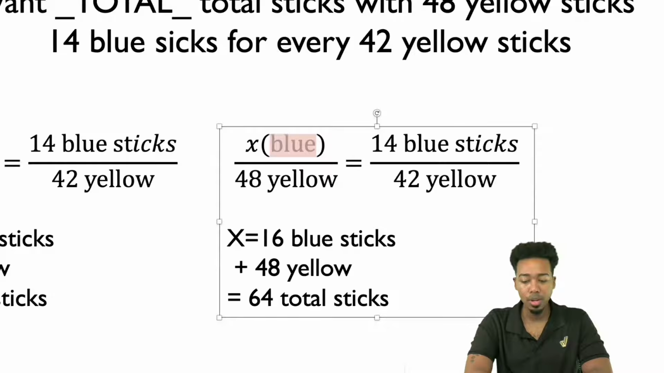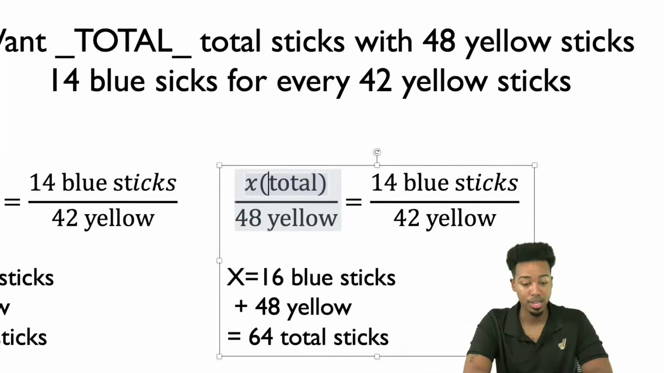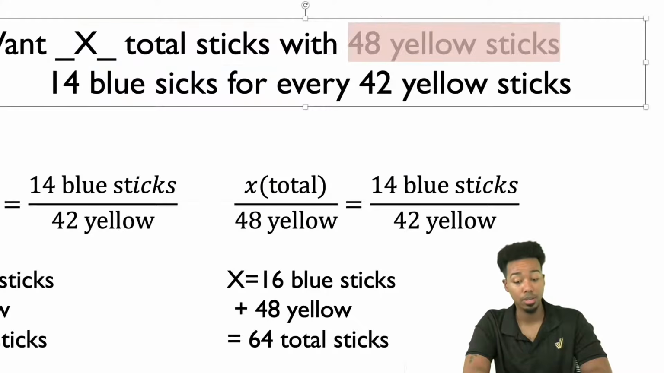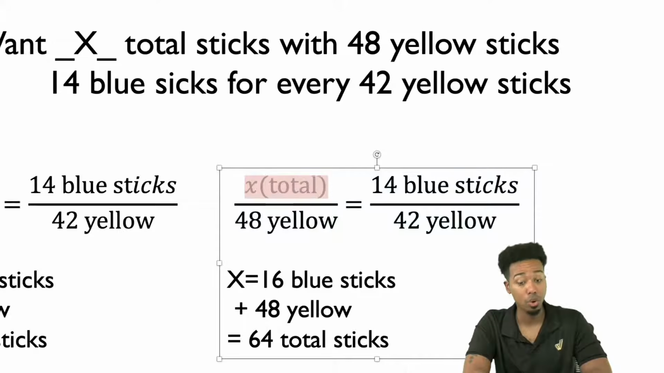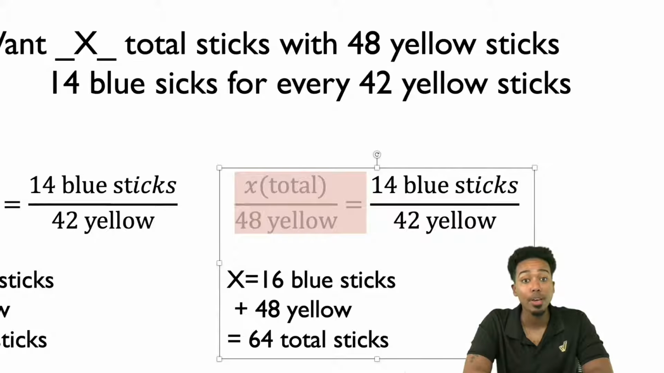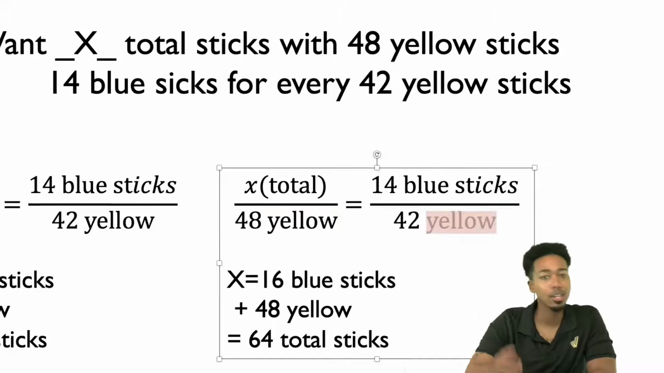I know that I'm trying to solve for total. And so here's the thing. If I'm comparing on the left side, my X total, because again, I want the X total with 48 yellow. So I did that, X for the total and 48 for the yellow. What I need to do, everybody, what did I say? If there's a yellow on the bottom denominator, there needs to be a yellow on this denominator.